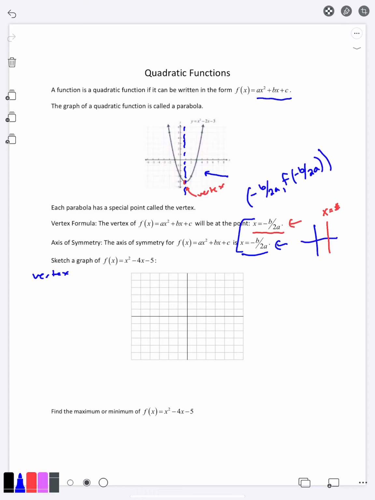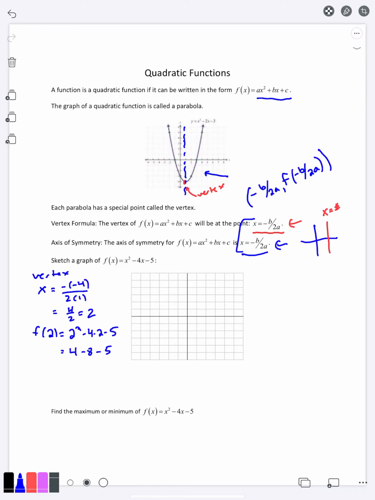So we're going to plug in what the b's and a's are here. Negative b, which is negative 4, over 2 times a, that's going to give me 4 over 2, so that means my x value is 2 here. But then I also need my y value, which I get by plugging that into the function. 2 squared minus 4 times 2 minus 5. Well, that's going to be 4 minus 8 minus 5.